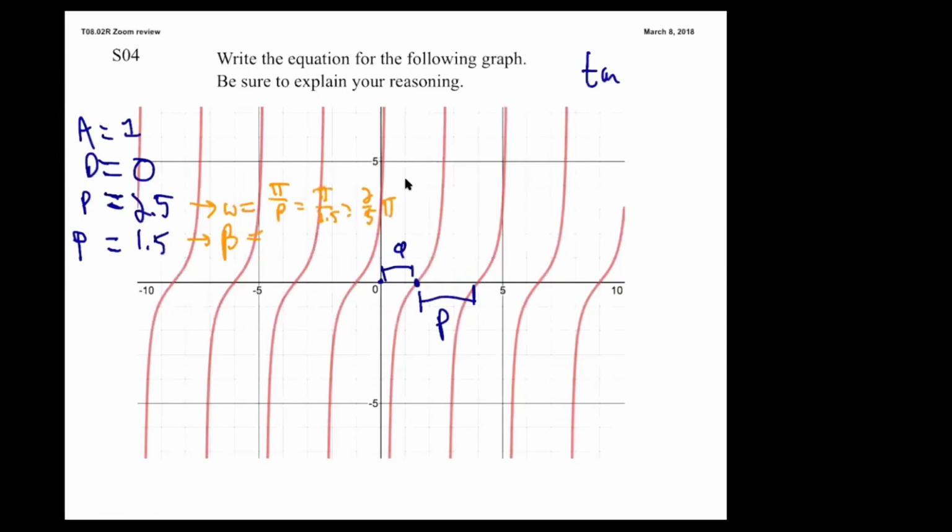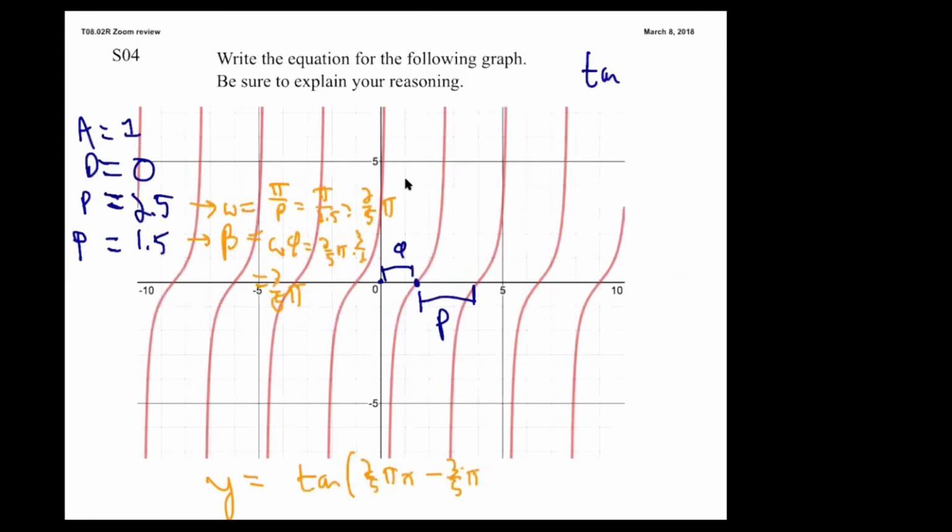How do I find beta? Let's always jump to the 3/5 pi. How do I find it? Beta is omega times phi. So it's 2/5 pi times 3 halves, so it's 3/5 pi. So our equation is going to be y equals tangent of 2/5 pi x minus 3/5 pi. I guess plus 0, but we don't have to write that.